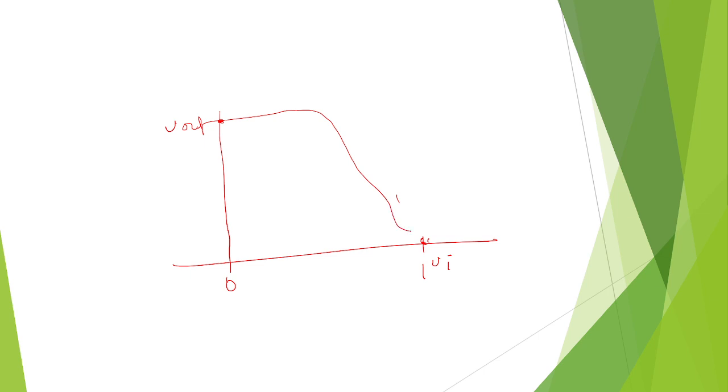When the input is high, 1, Vout is 0, nothing else. When the input is 0, the output is high. So these are the characteristic curves. This is Vout versus Vin. These are the characteristics.